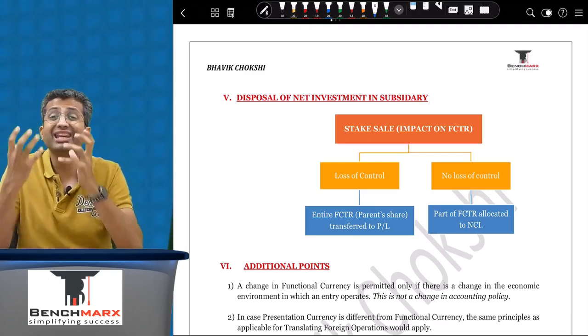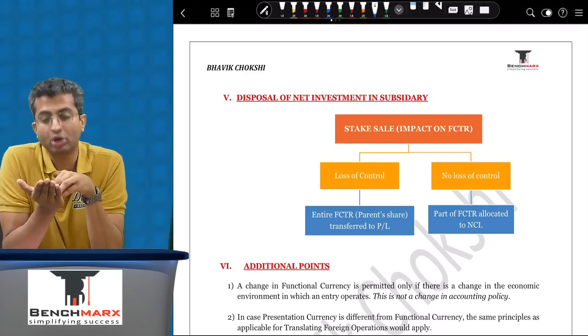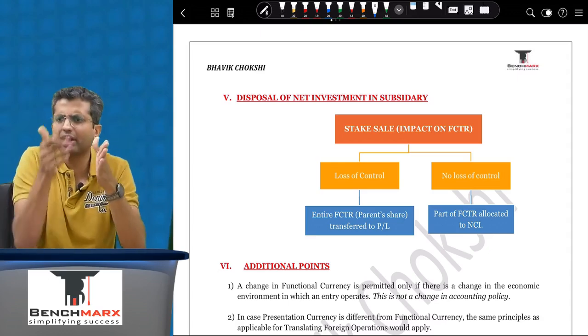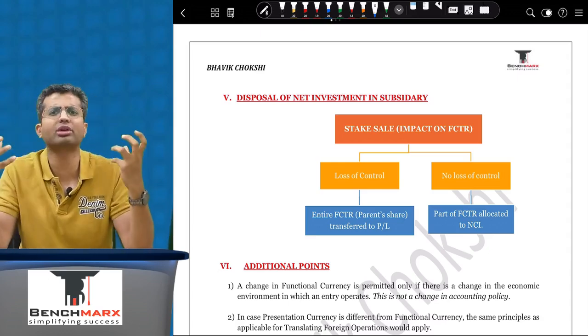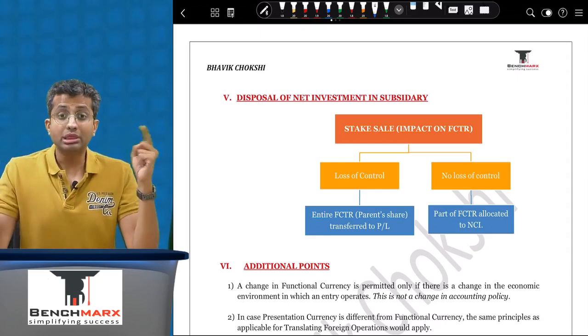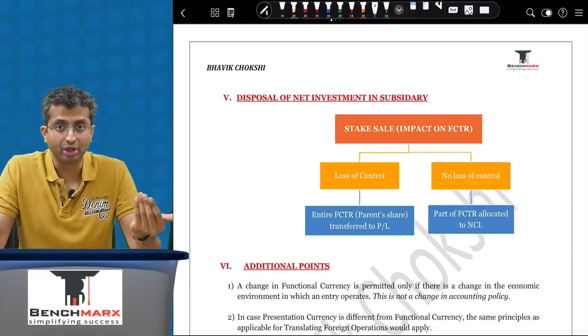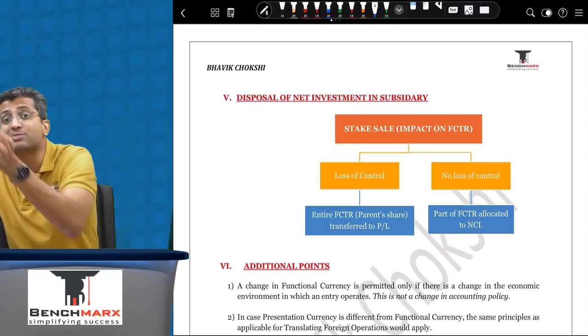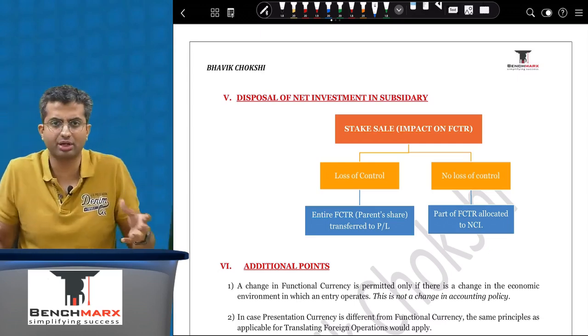Okay, but what about the FCTR which is lying in your books? For so many years, you kept on creating FCTR in the JLR balance sheet. What happens to that? Now, once you have lost control, this is treated as disposal of net investment in a foreign operation.